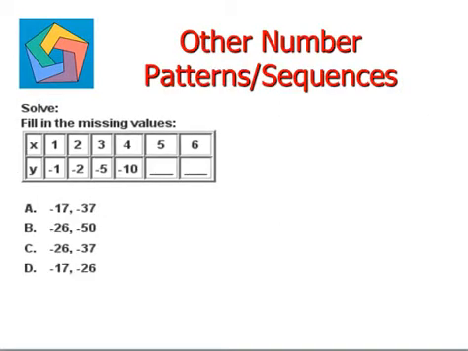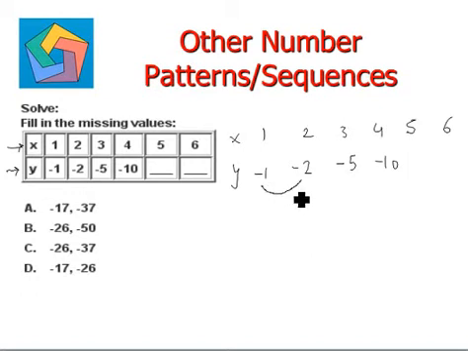Solve, fill in the missing values, and we're given some values of x correspondingly to which we have the values of y. Let's write down x and y. X is 1, 2, 3, 4, 5, and 6. The value of y is negative 1, negative 2, negative 5, negative 10, and we have to find out the next two values. Now here we see that this has been decreased by 1.